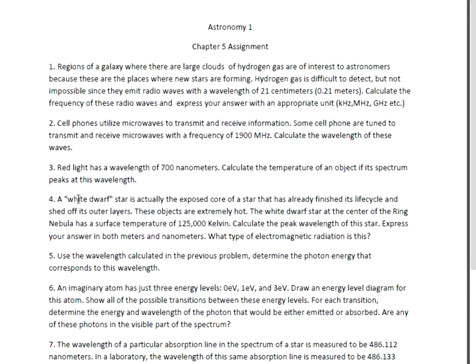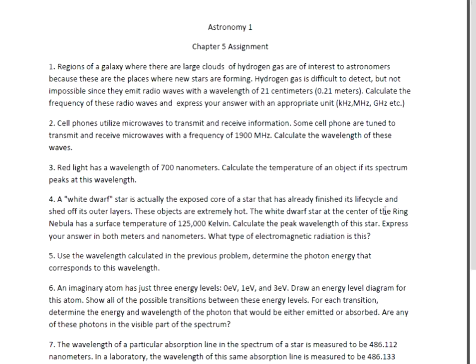And then question number 4, this is very interesting. A white dwarf star, and we will be reading about this in chapter 20 when we read about how stars die. A white dwarf is actually not a star, it's the core of a dead star. It's the exposed core of a dead star which has shed its outer layers and exposed its very, very hot inner core. So anyway, we'll come back to this in chapter 20, but we can do some math on this.